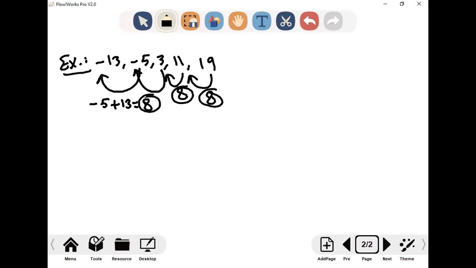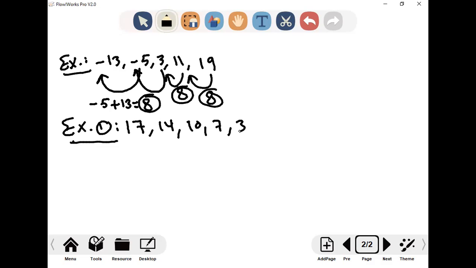Continue. Example 1. Good. We have 17, then 14, then 10, 7, 3. Right? Let's check. 14 minus 17 is minus 3. Who says 3?